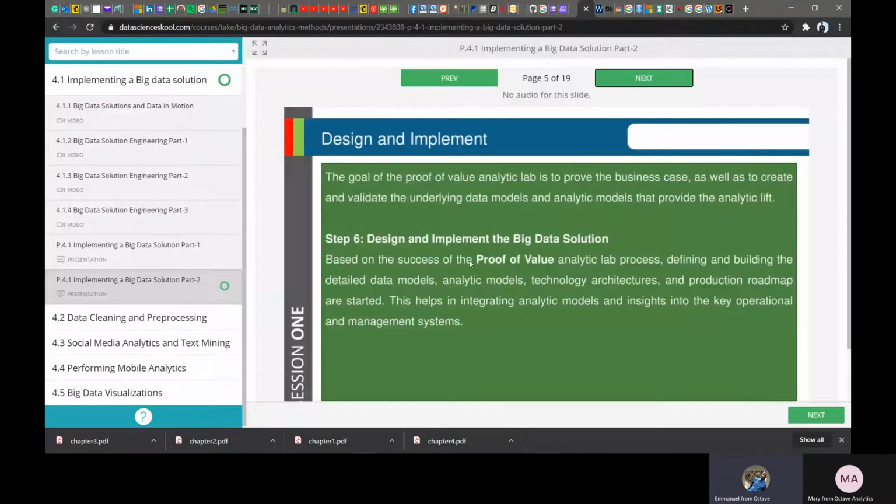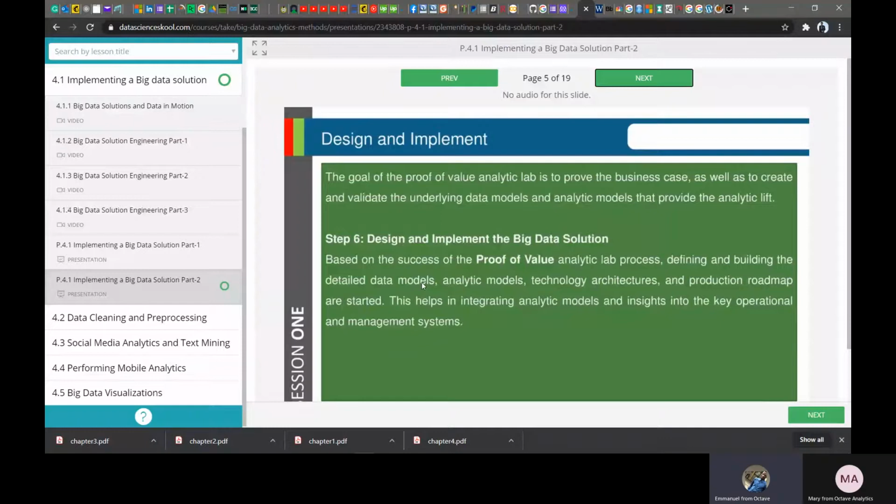Based on the sources of the proof of value analytic lab process, defining and building the detailed data models, analytic models, technology architectures, and production roadmap are started. So everything, whether you want to integrate the model into an app, or anything you want to do with a model, this is the final stage after you've been able to review. So the thing is to now implement it.